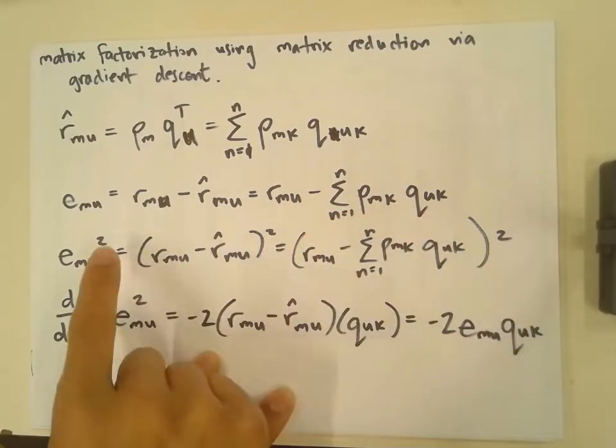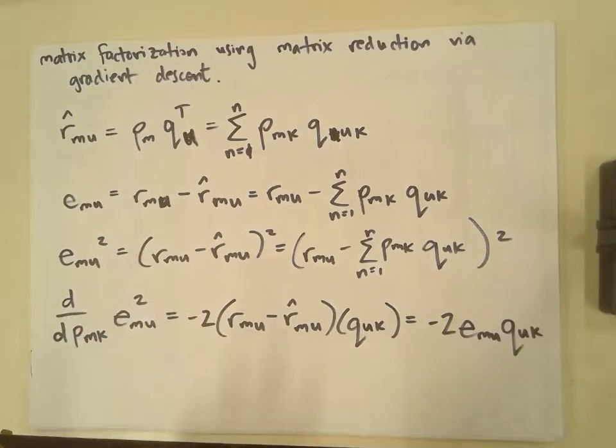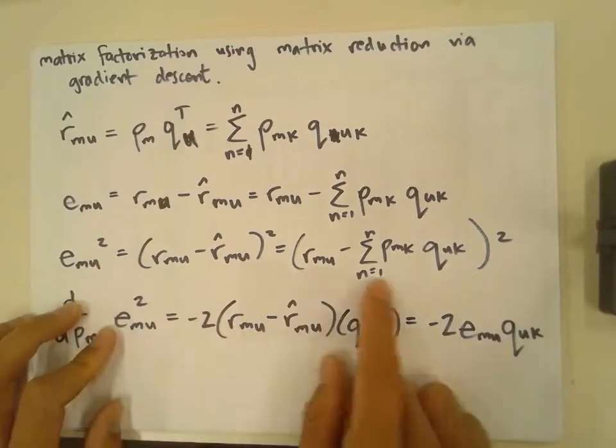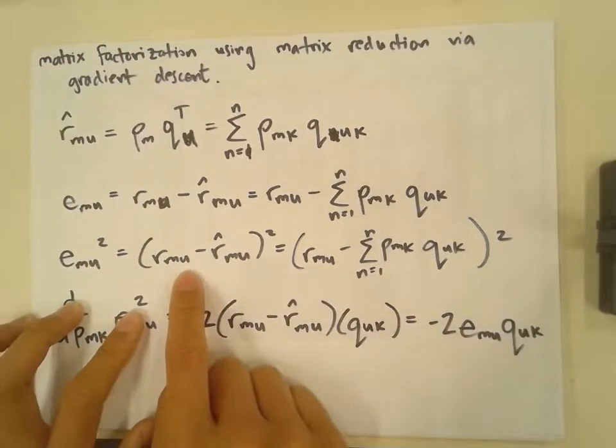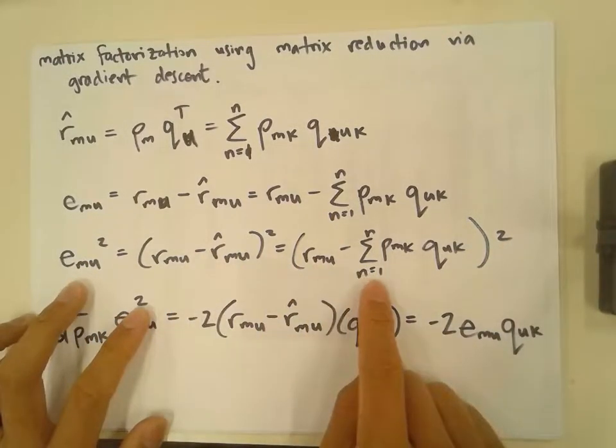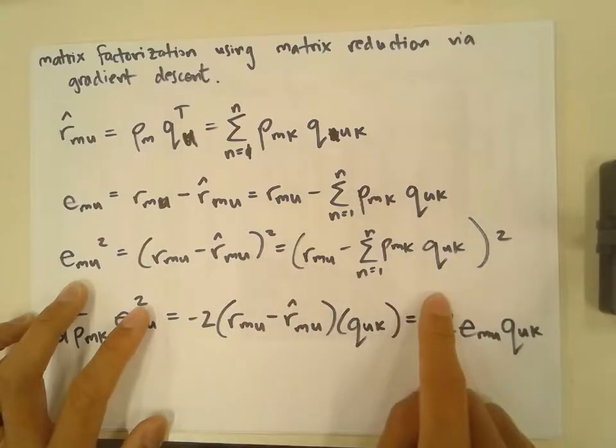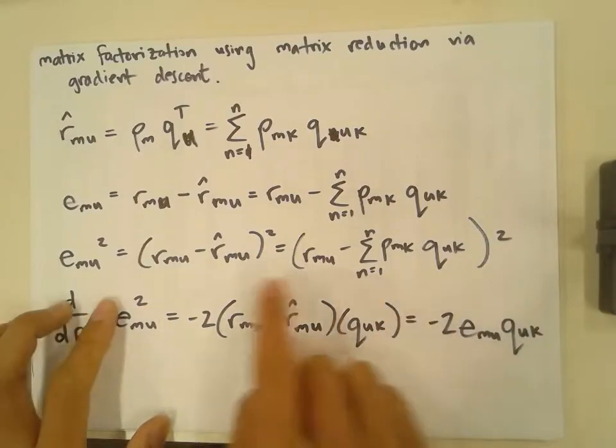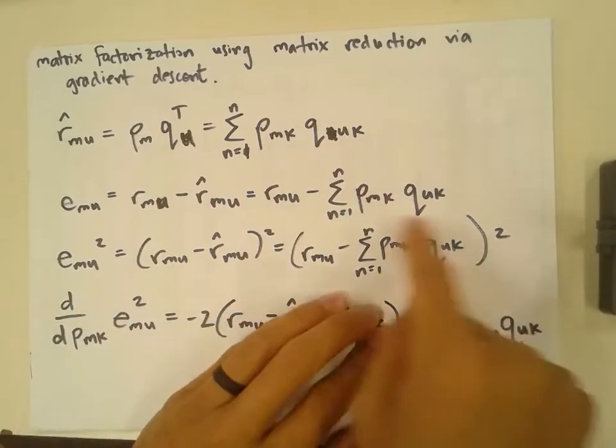So we need to take the square of it, so that we can ignore the fact that it's less than or greater than. We'll square it, and we get this value here, which can be expressed as this value here. So that's our error function. This is our error function.